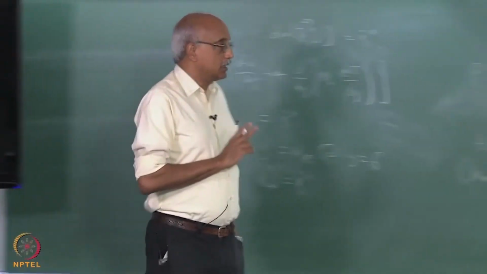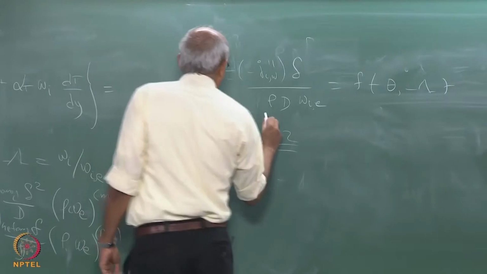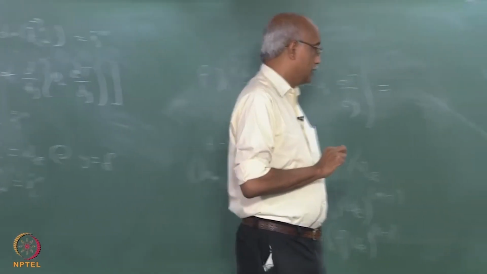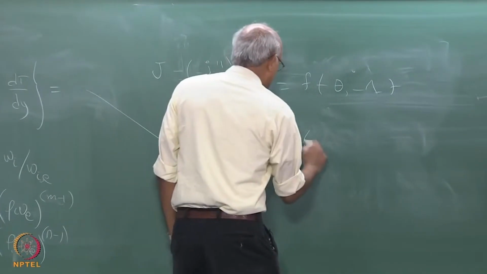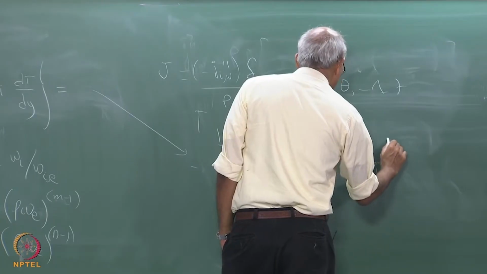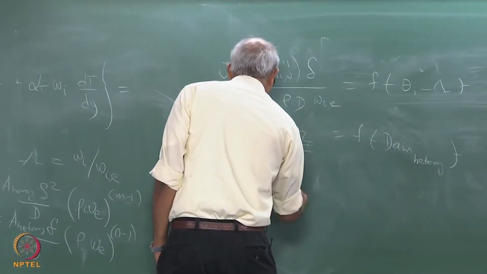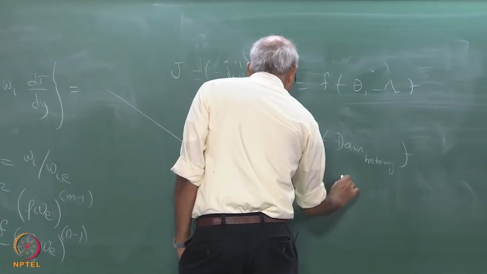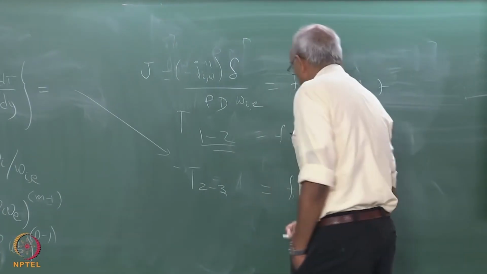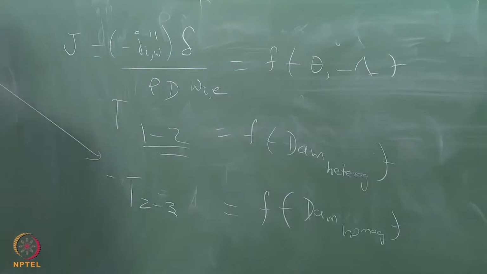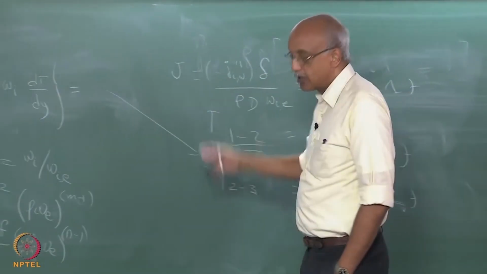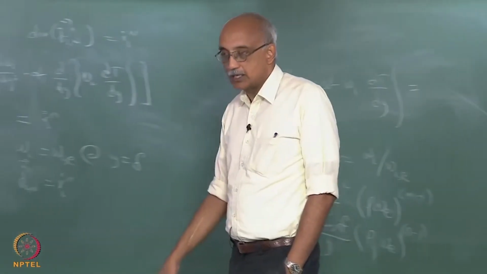So, you can obtain an expression for T12, which is a function essentially of the Damköhler number heterogeneous, and similarly you can obtain an expression for T23, which is a function of the Damköhler number homogeneous, and in each of these regions you can obtain the actual deposition rates using these non-dimensional relationships that we have derived.